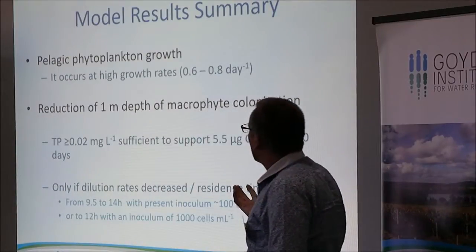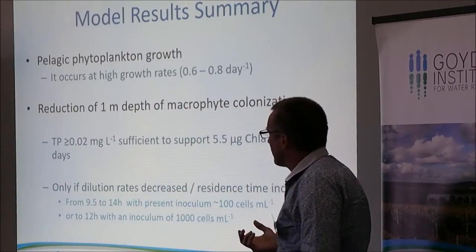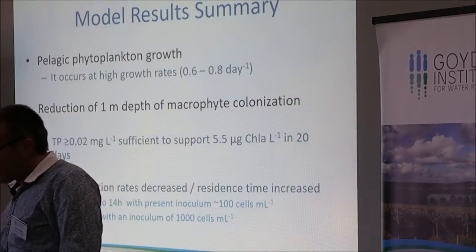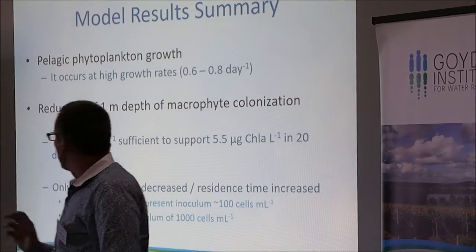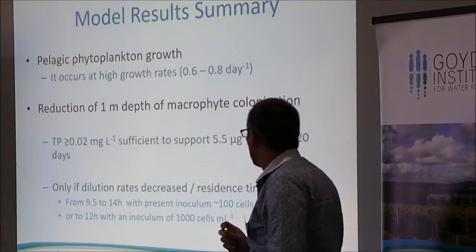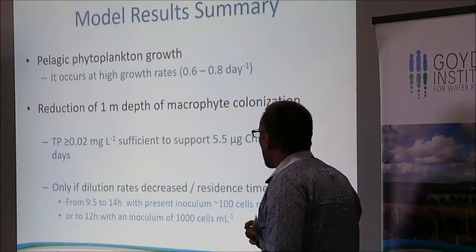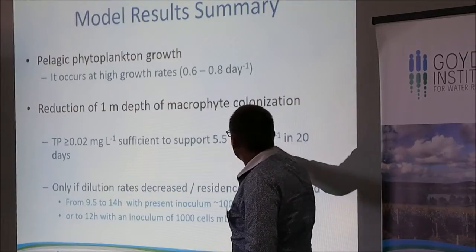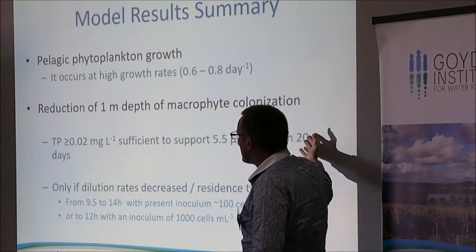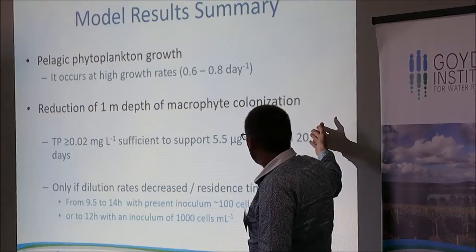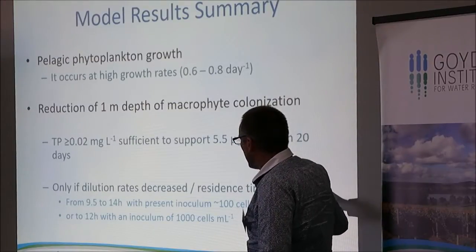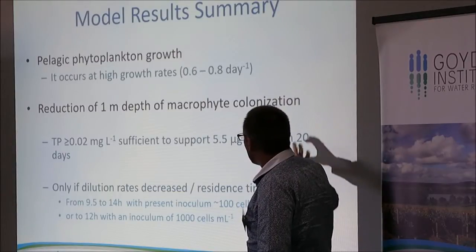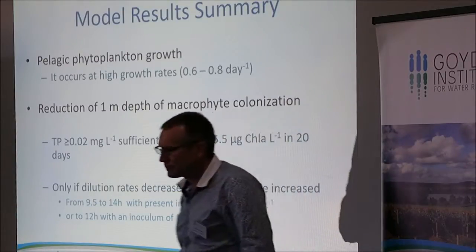We can get high growth rates of the phytoplankton, so pelagic algae up in the water column, but because of the flow, there's very little there in terms of the phytoplankton community. However, if phosphorus increases, we'll start to see chlorophyll increasing, and within about 20 days we could start to see the conditions that would lead to insufficient light reaching the macrophytes at the bottom. So it's important to keep phosphorus low.